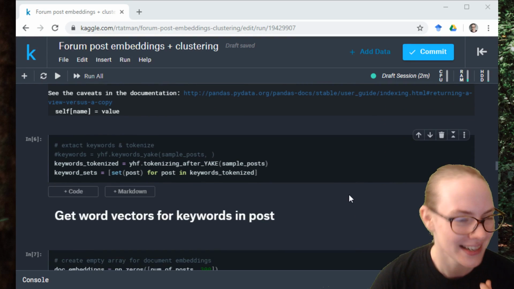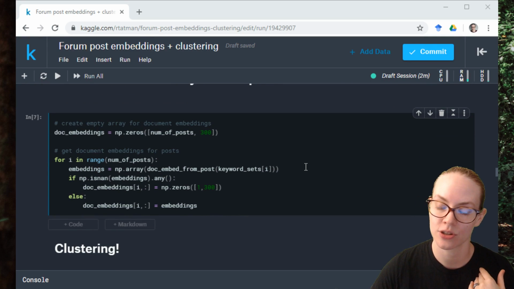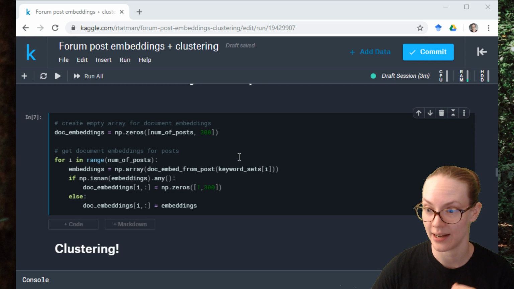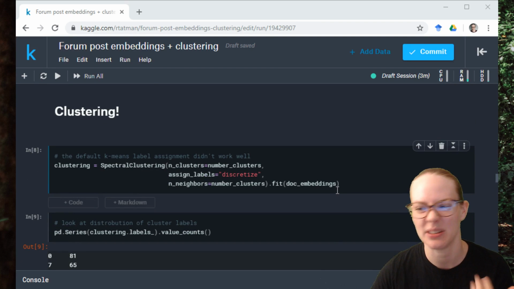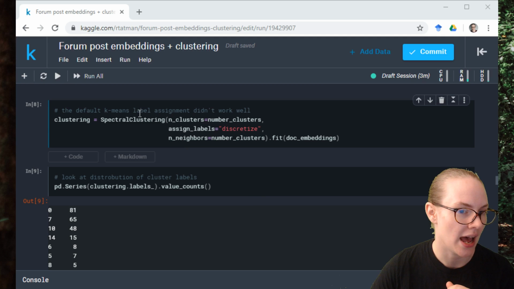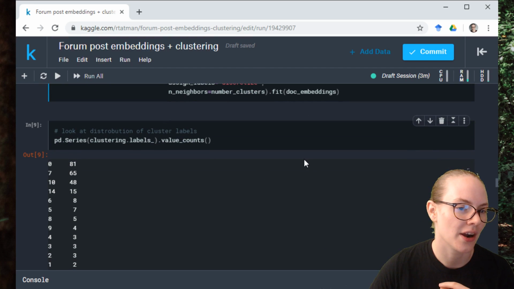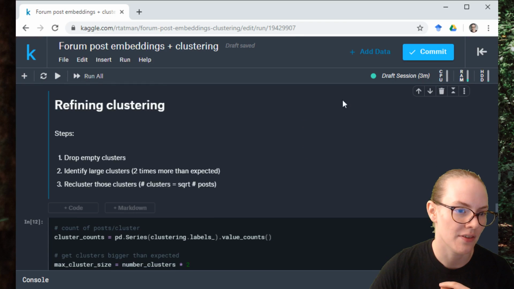And then we are tokenizing. We're getting word vectors, so we're actually using word2vec vectors that we fine-tuned for Kaggle data. So it includes things like kernels and notebooks and all those Kaggle-specific words, XGBoost, CatBoost, etc. And then we're using spectral clustering. Somebody left a comment about the number of clusters, that we didn't need to specify it, but I did find that I got very different results when I didn't specify it, so it's doing something. And then we are doing a little bit of additional refining of the clusters.